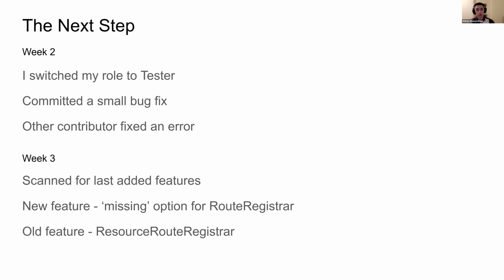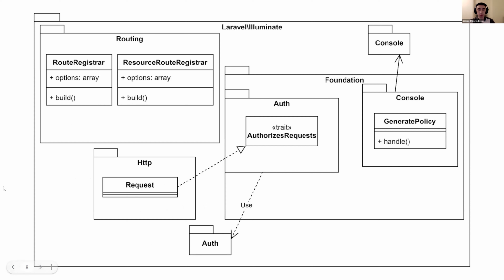What I found is I could not find any bug in the last features, but before when looking for bugs, I noticed that there was a new feature option missing for route registrar and an old feature for resource, and there was also an old feature for resource or registrar. I can show it right now on this UML.